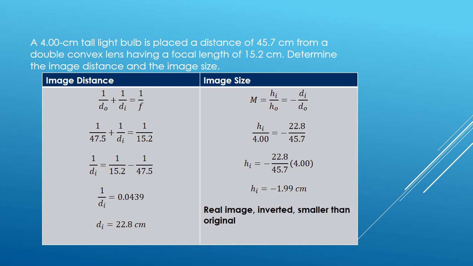This is also a great way to check yourself because I can already look at the distances. The distance of my object is 45 centimeters from the lens. That is more than double my focal length. So my focal length is 15.2. Double would be 30.4. So 45.7 is greater than that. And so because I know that I'm more than double the focal length away from my lens, I should have a real image that is inverted and smaller than my original. And it's great that my math works out.